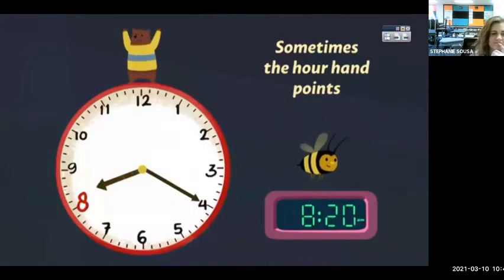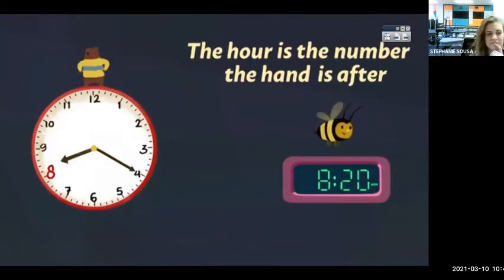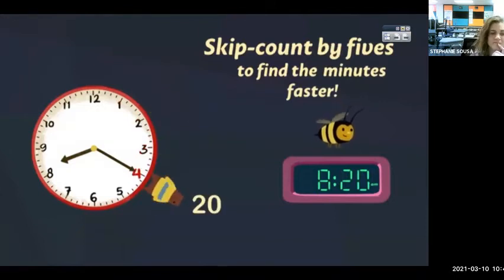Sometimes the hour hand points between two numbers, but it's not a choice. The hour is the number the hand is after. Skip count by fives to find the minutes faster.